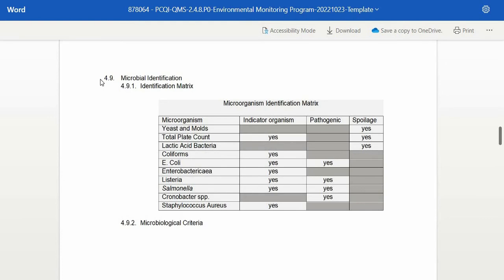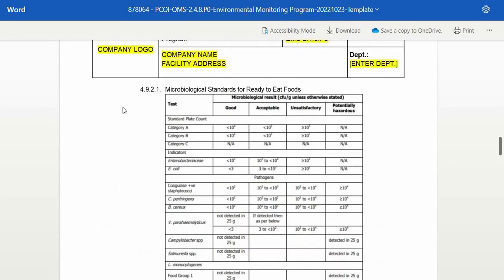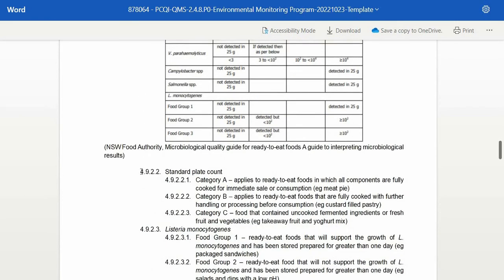9th under procedure is microbial identification, which includes: 1. Identification matrix. 2. Microbiological criteria such as: 1. Microbiological standards for ready-to-eat foods. 2. Standard plate count. For Category A, applies to ready-to-eat foods in which all components are fully cooked for immediate sale or consumption. For Category B, applies to ready-to-eat foods that are fully cooked with further handling or processing before consumption, for example, custard-filled pastry. And for Category C, food that contained uncooked fermented ingredients or fresh fruit and vegetables, for example, takeaway fruit and yogurt mix.